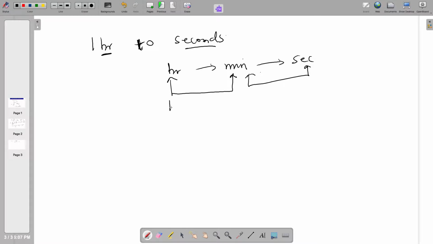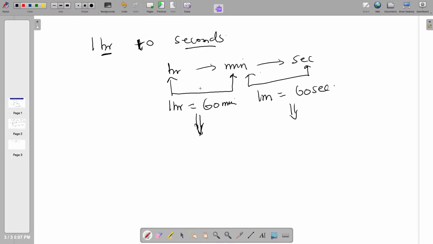We know 1 hour is equal to 60 minutes. That's the first relationship. We also know 1 minute is equal to 60 seconds. From each relationship, we write our two conversion factors. For any relationship between two units, you should be able to write two conversion factors.